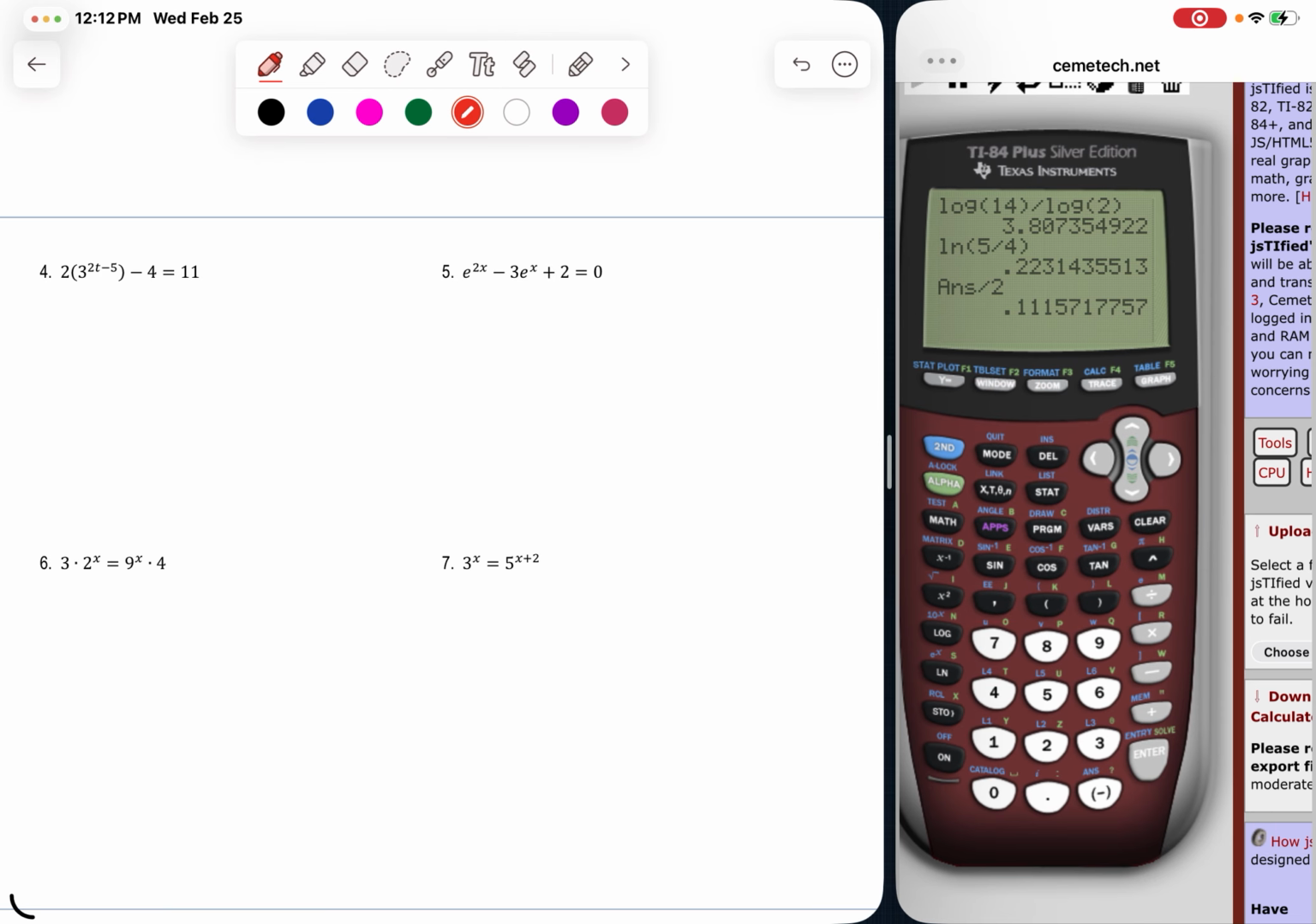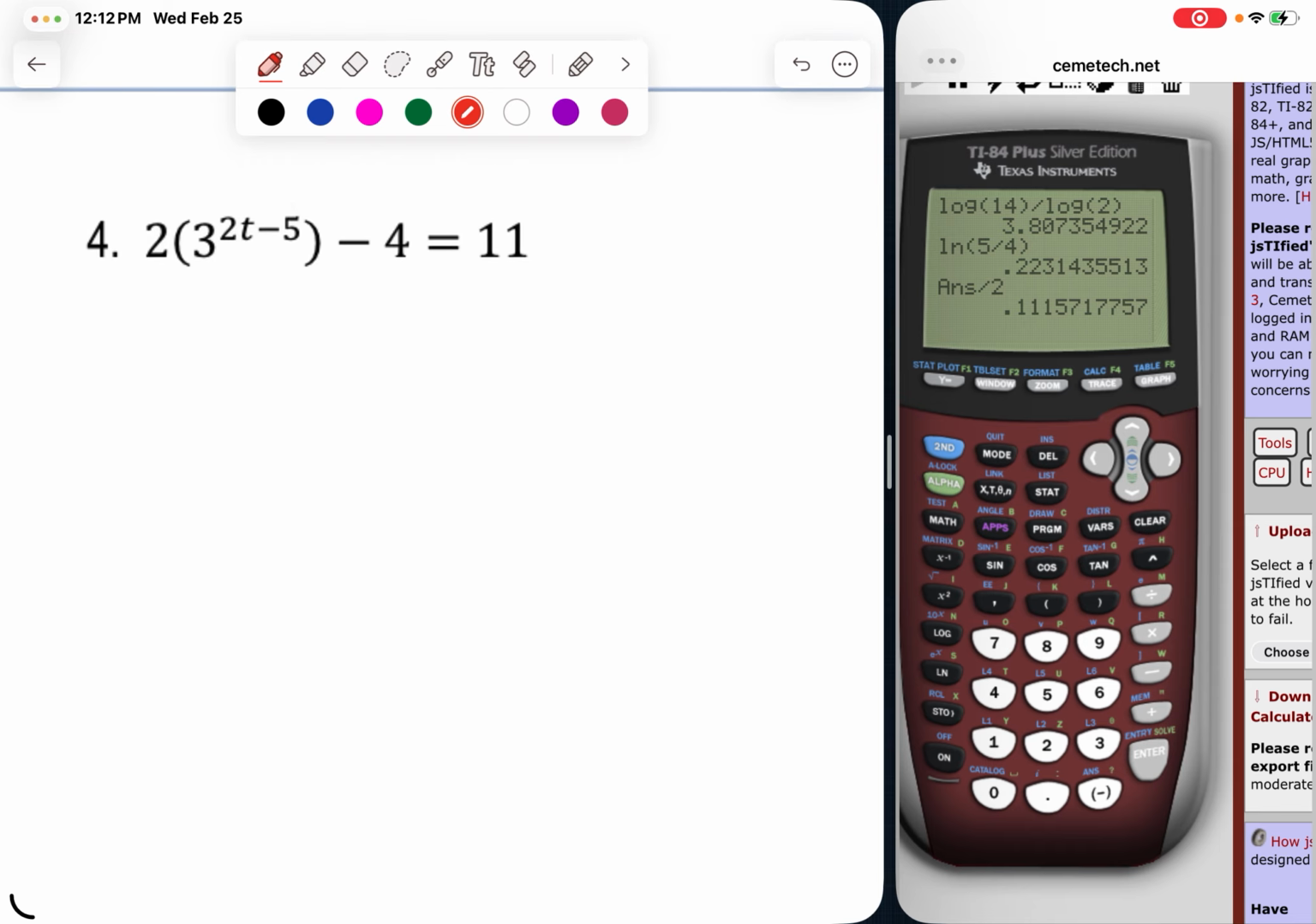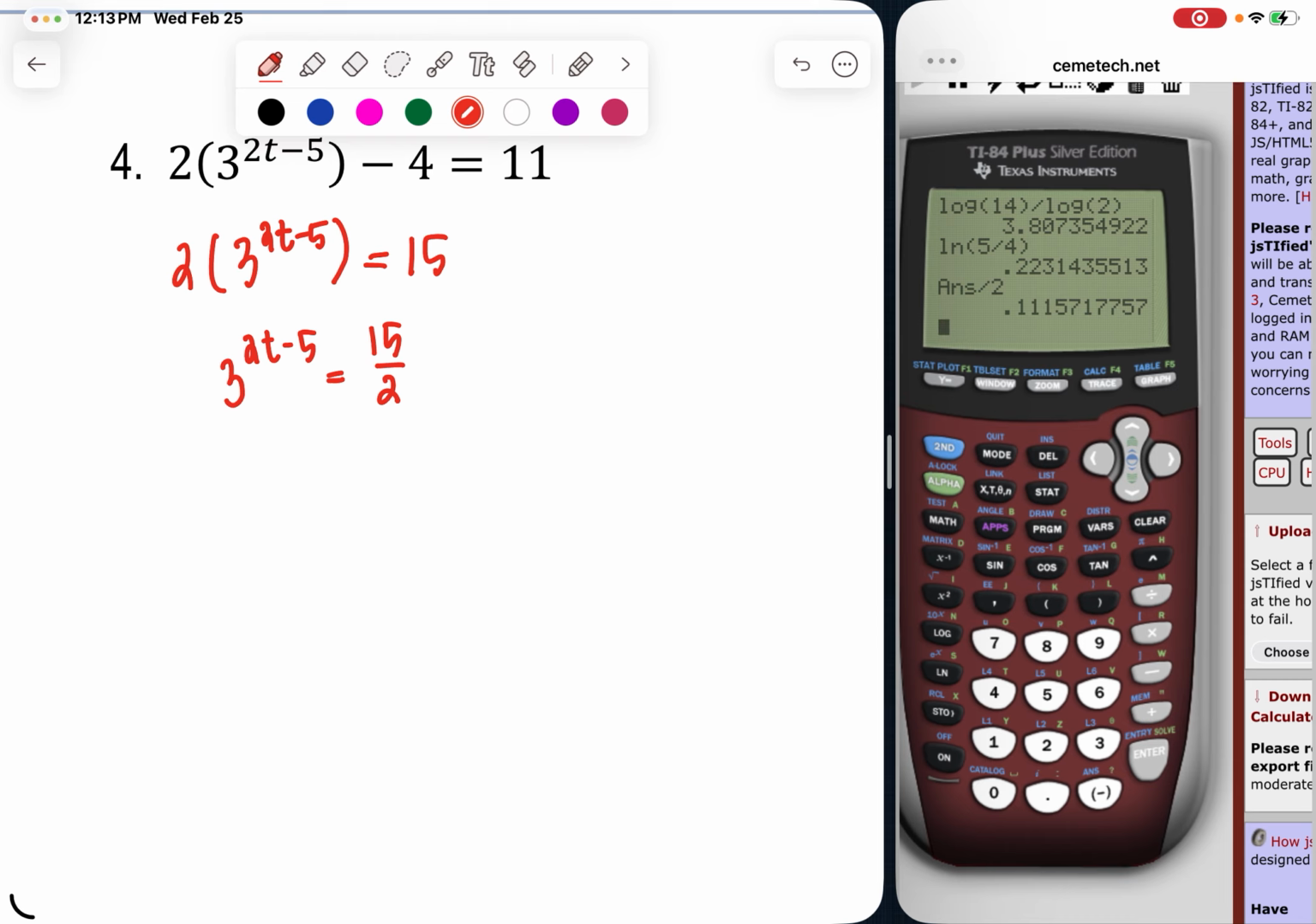Let's go ahead and look at those, okay? This one right here, my base is not isolated, so I'm going to add 4 and then divide by 2. So adding 4 to both sides, we have 2 times 3 to the 2t minus 5 is equal to 15. Divide by 2, we have 3 to the 2t minus 5 is equal to 15/2. All right, and now we can either log both sides or we can rewrite in logarithmic form, which is what I'm going to do. So we have log base 3 of 15/2 or 7.5 is equal to 2t minus 5.